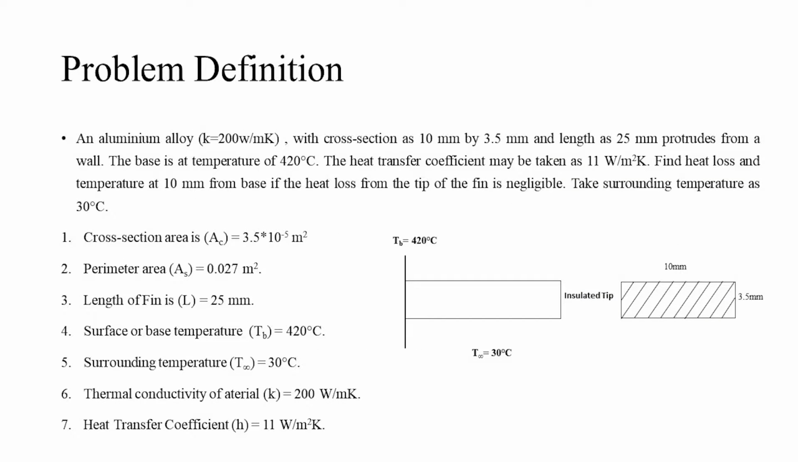The problem definition is as follows: a fin made of an aluminum alloy with a thermal conductivity of 200 watts per meter kelvin, with a cross section of 10 by 3.5 millimeters and a length of 25 millimeters. It protrudes from a wall. The base is maintained at 420 degrees centigrade, and the heat transfer coefficient may be taken as 11 watts per meter square kelvin. Find the heat loss and the temperature at 10 millimeters from the base if the heat loss from the tip of the fin is negligible. Take the surrounding temperature as 30 degrees centigrade.